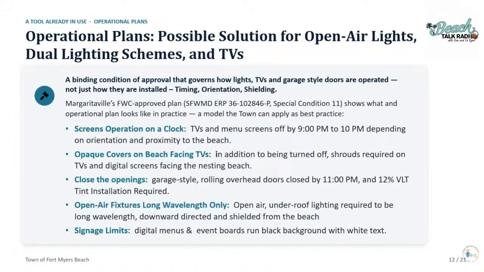Putting time constraints on those light sources in the operational plan explicitly. And if we have TVs that are facing the beach, in addition to being turned off, put a shroud on them just in case somebody hits a remote whenever they're leaving for the night or whatever. Have that fail-safe plan that we know this TV, if it's on, it's right on the beach, it's going to cause an issue. So let's put an opaque shroud on it so we know it's not going to cause an issue at night. We have the garage-style doors.